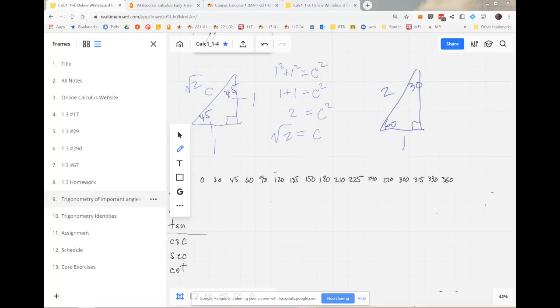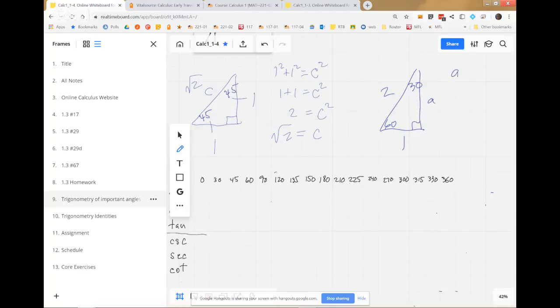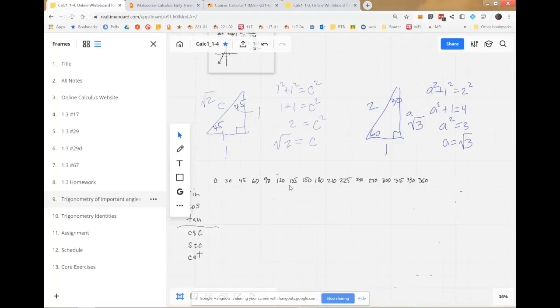All right. Now, with that in mind, what does that leave our last side to be? So we'll just call that a. a squared plus 1 squared equals 2 squared. a squared plus 1 equals 4. a squared equals 3. And that leg turns out to be the square root of 3. So these two triangles are the key to filling out about 85% of the chart that we're going to be filling out below that. You probably know this, so just interrupt if anything seems unclear.